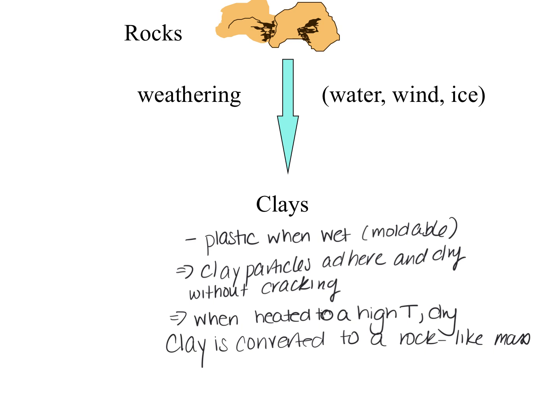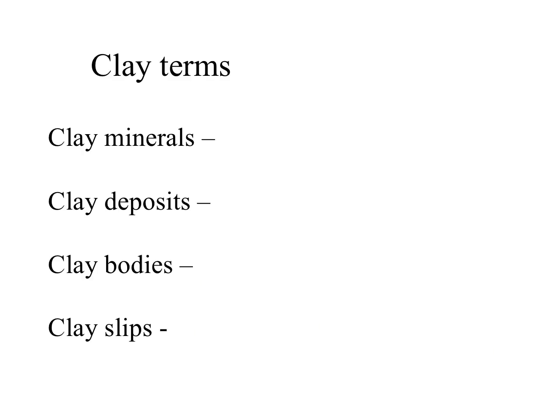So next I want to talk about a few words that you will see when we talk about clay. So these are clay terms. And the first thing you're going to hear are clay minerals. And most of the minerals in clays are hydrated aluminum silicates. So when we say something is hydrated, that just means that it has some water that's associated with it.